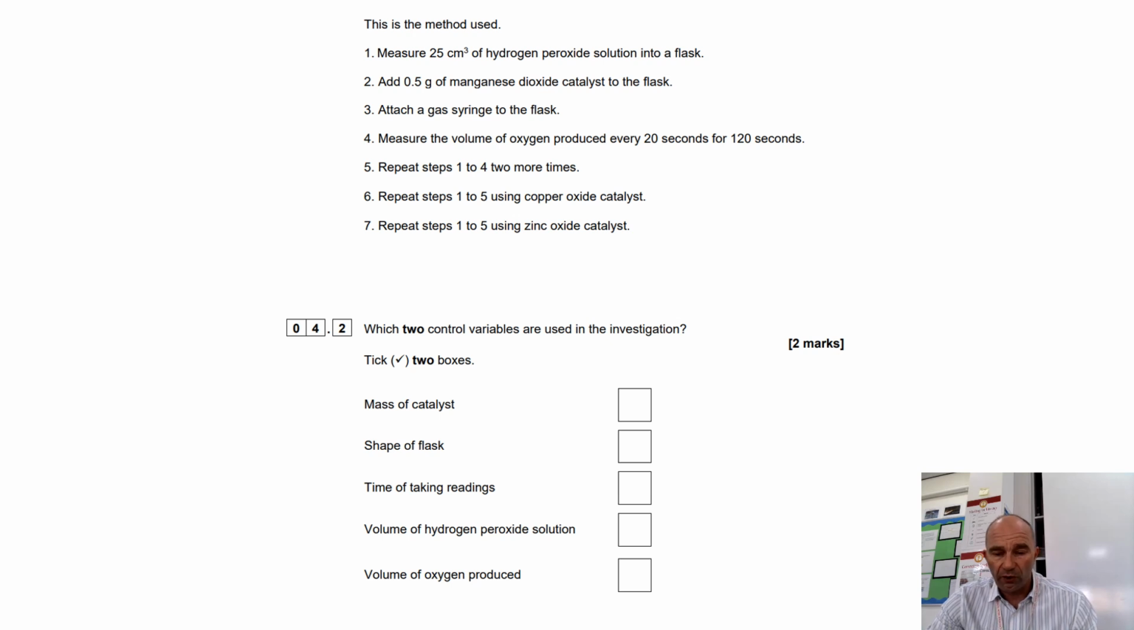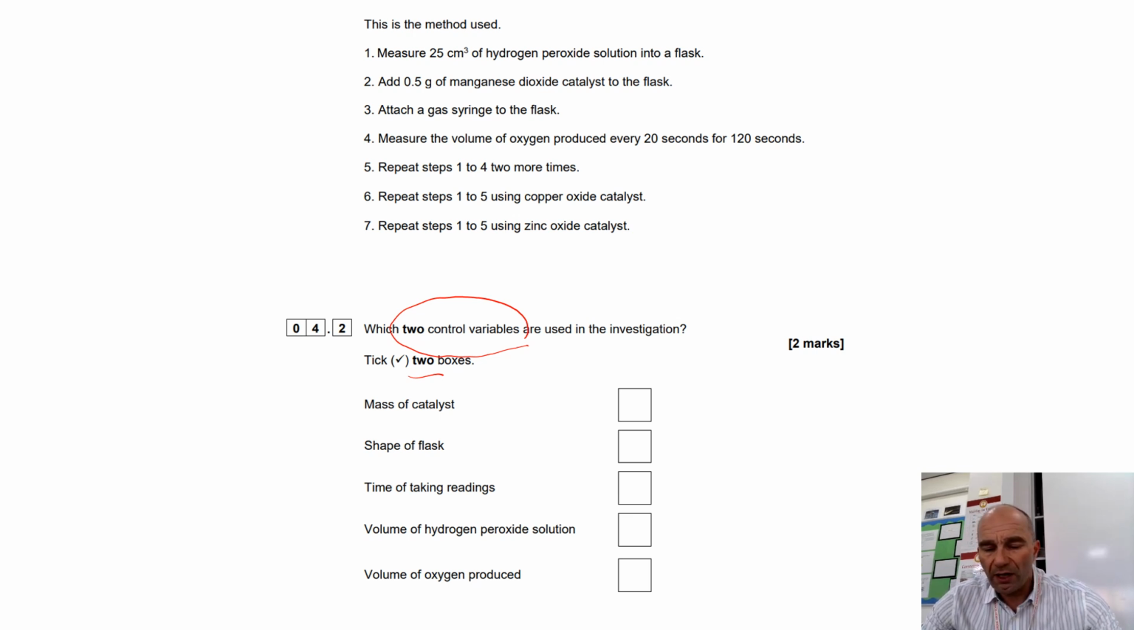Which 2 control variables are used in this investigation? Now, you need to know your variables. They come up in all the different papers. In this case, we're asking for control variables, and 2 of them. We need to tick 2 boxes. Now, a control variable is something we need to keep the same. The things that we need to control so that it's a fair comparison.